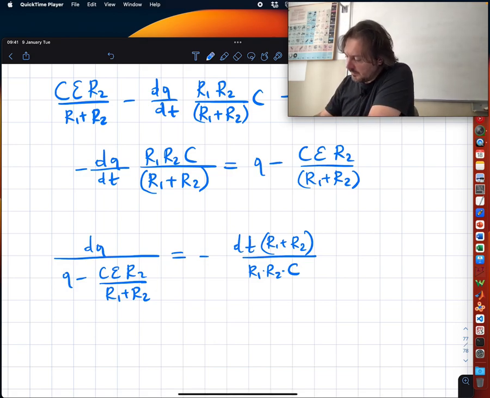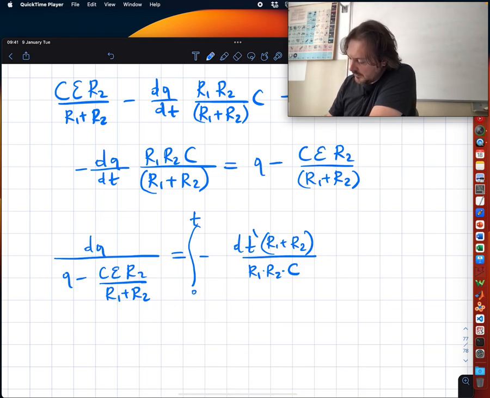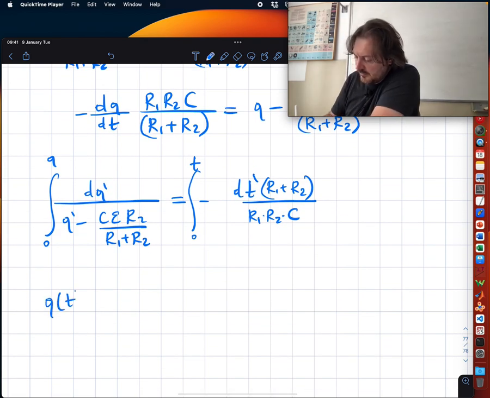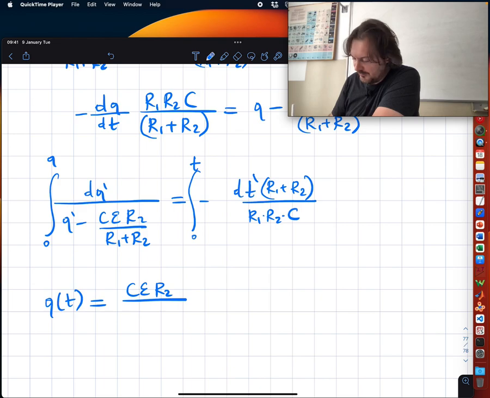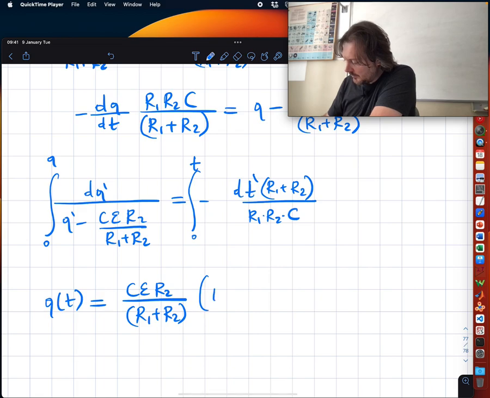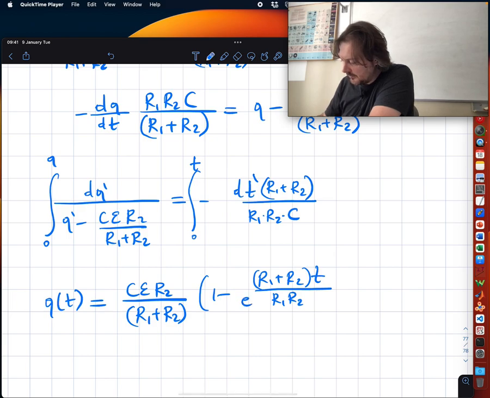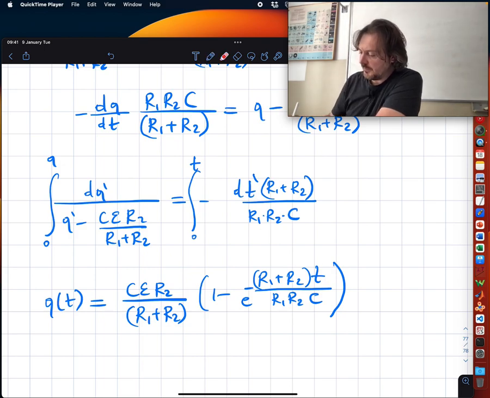And I will integrate from 0 to t, making this t prime, integrate from 0 to q, making this q prime. And what do I get? Full points from one question in midterm 2. Right? This is it. 1 minus R1 plus R2 times t over R1 R2. Okay, I forgot the exponential. Yes. This is it. This is the result.